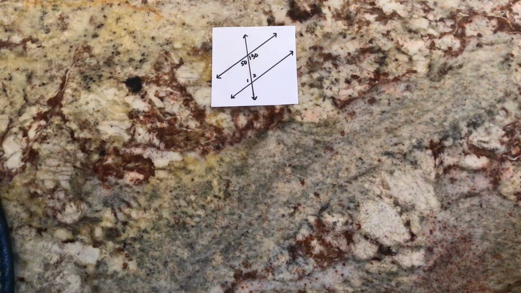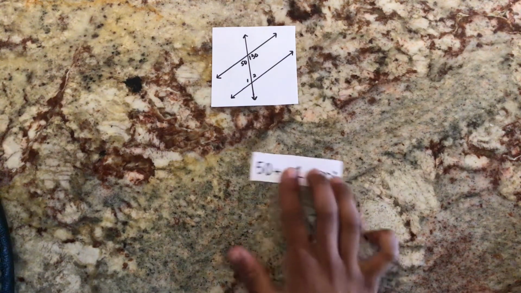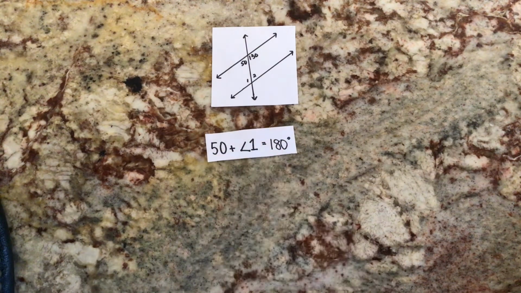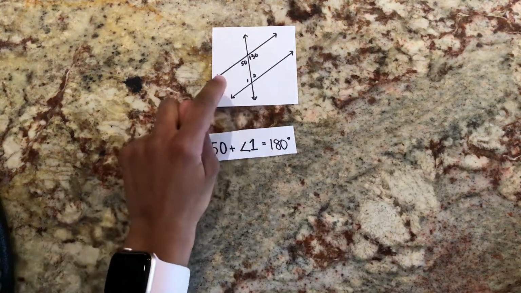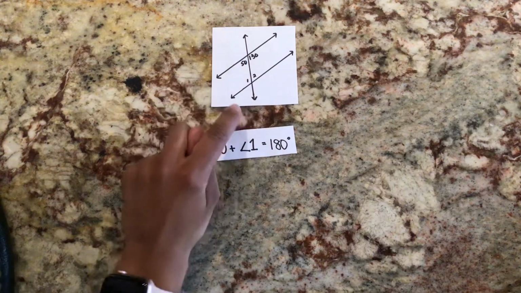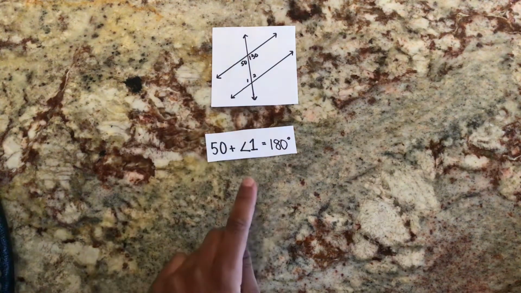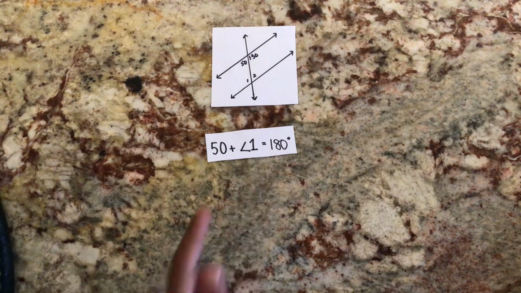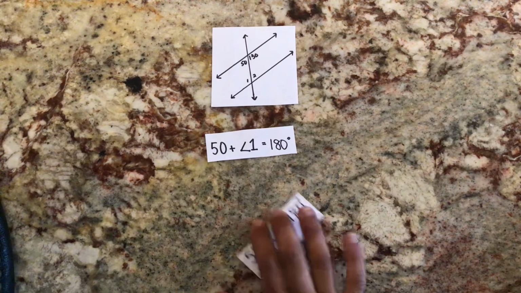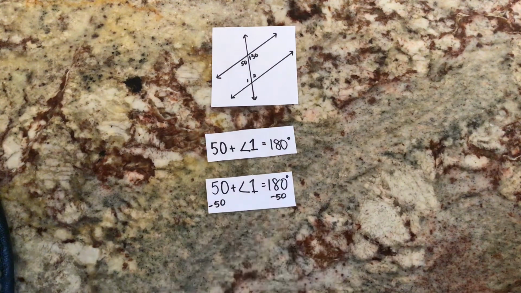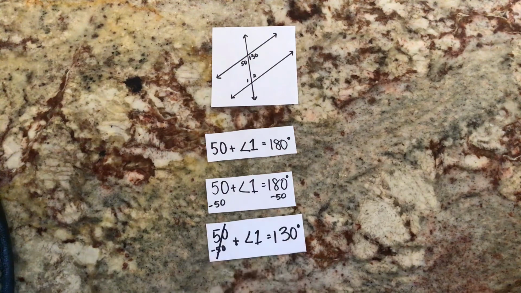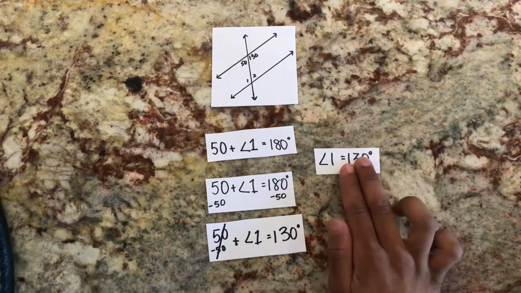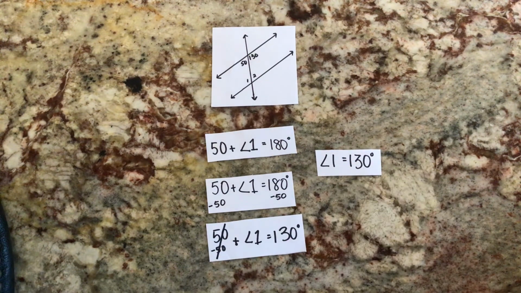Okay, to solve for angle 1, we'll use the same side interior angles. So we can set up our equation. We're given that this angle up here is 50 degrees, so we can say 50 plus angle 1 has to be equal to 180. Now we can subtract 50 from both sides, so that way we can cancel out the 50, leaving our answer as angle 1 being 130 degrees.